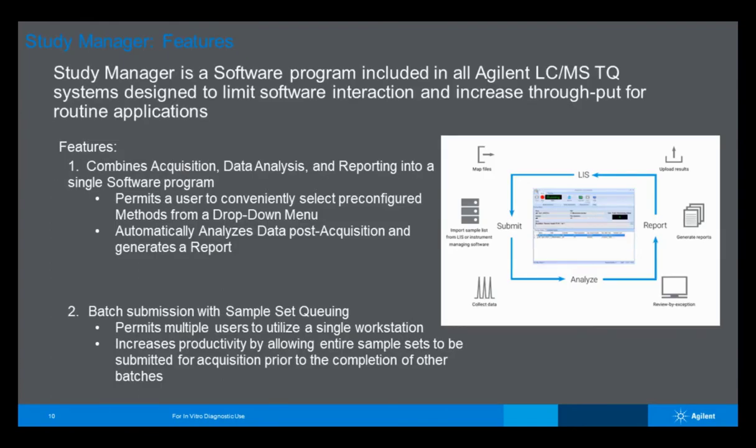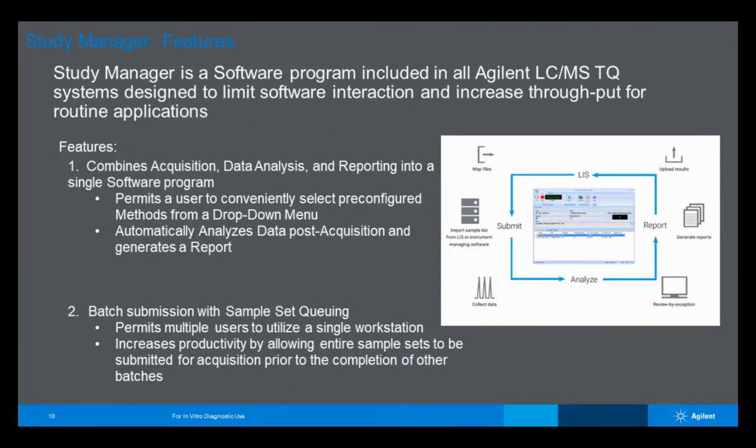As I mentioned, within Agilent, we do this with a software program called Study Manager. Study Manager is included in all Agilent LC-MS triple quad systems, and it's designed to limit the software interaction and increase the throughput for routine applications. The nice part is that it has been included for a while. So if you're using a triple quad system from Agilent, chances are you already have this. It's free. It's included with the software. You don't have to go through a third-party vendor to get it, and it's not add-on software. So you already have it.